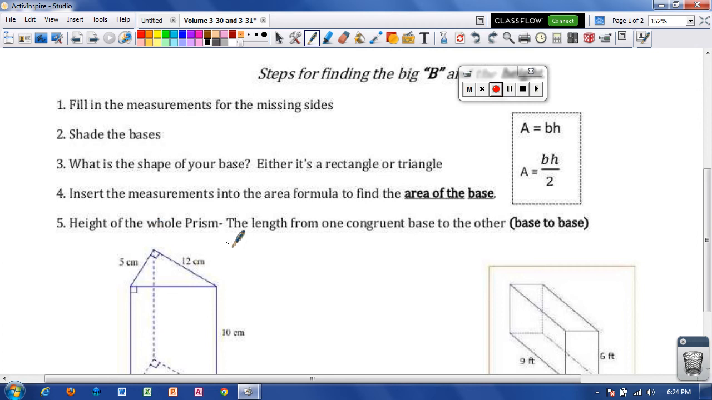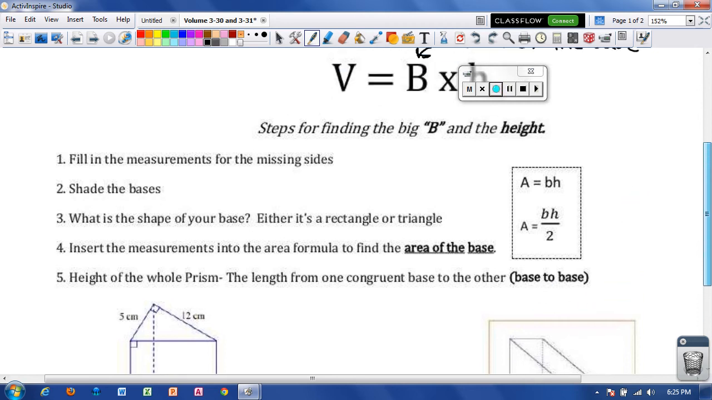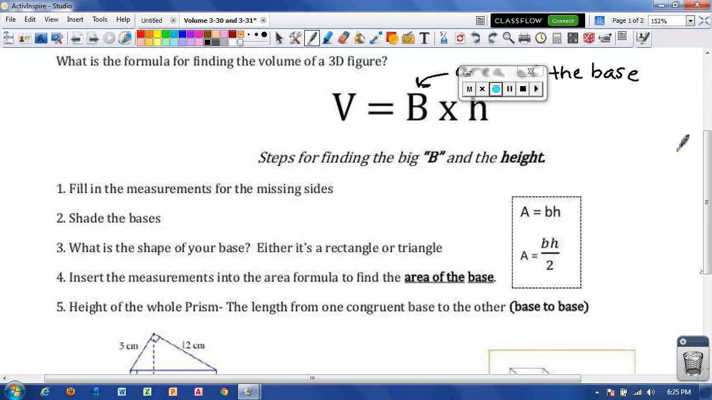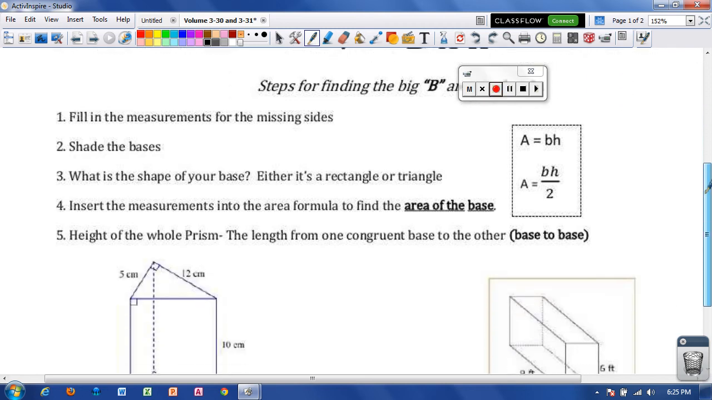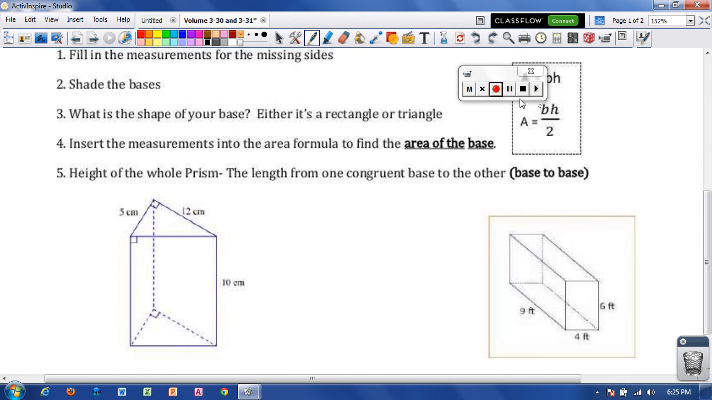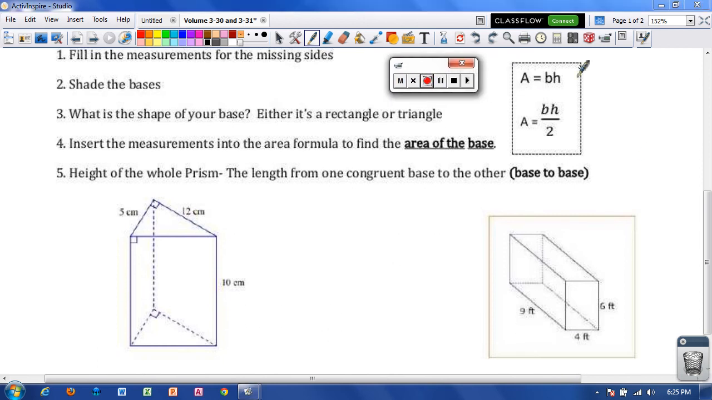For the height of the whole prism, that's just the length from one congruent base to the other. So we're just finding what connects it from base to base. So we're not actually going to find volume today. We are just going to figure out what the big B is for each shape, and then we're going to identify the height. So let's do a couple of examples together. Keep in mind, area of a rectangle is base times height. Area of a triangle is base times height divided by 2.